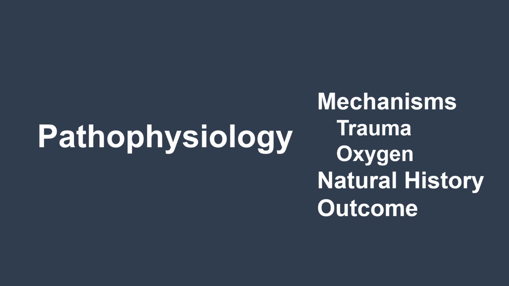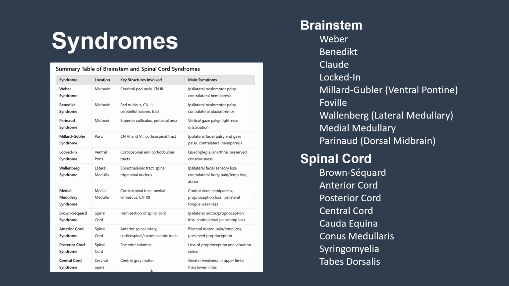Each of these topics provides insight into the complex and multifaceted nature of neurotrauma pathophysiology, which is essential for accurate diagnosis, treatment planning, and improving patient outcomes. This slide provides an overview of brainstem and spinal cord syndromes, highlighting the characteristic features and clinical presentations associated with each syndrome. We categorize these syndromes based on their anatomical locations, either within the brainstem or spinal cord.